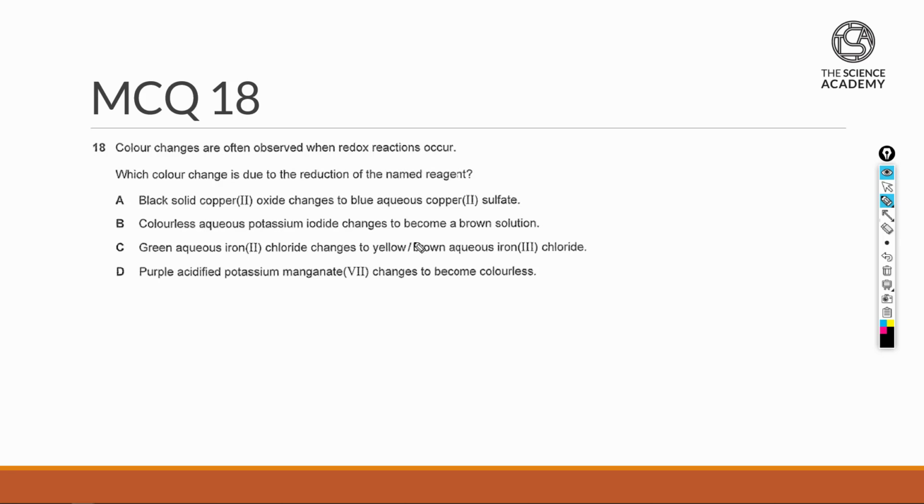MCQ 18 is with regards to redox reaction. So the question here demanded for us to find out what color change is going to be attributed towards the reduction of the named reagent, original reagent. So if it's general reduction here, we have OIL RIG, right?